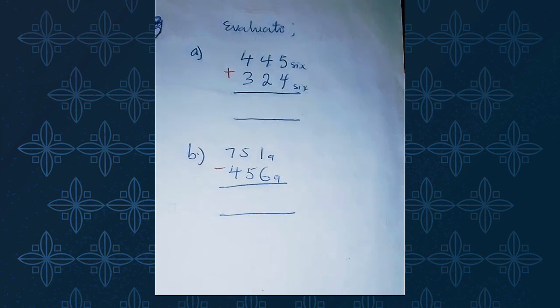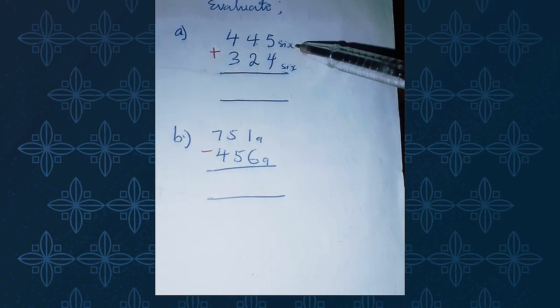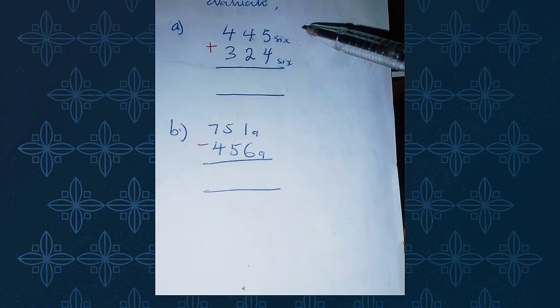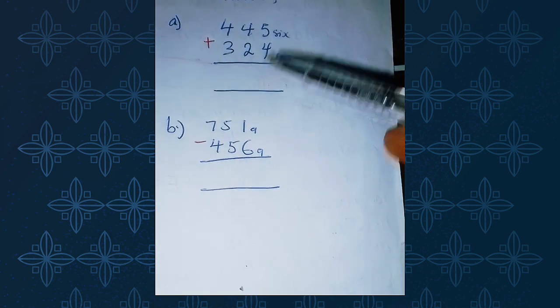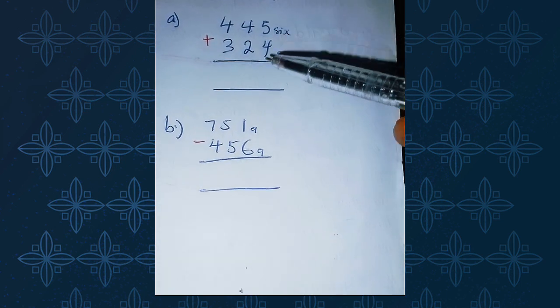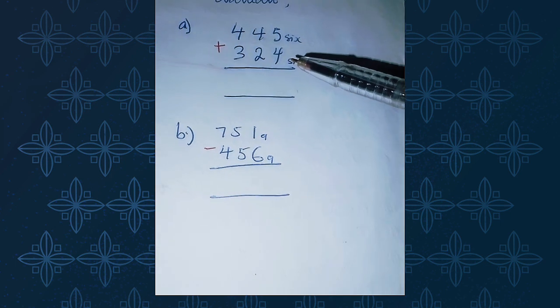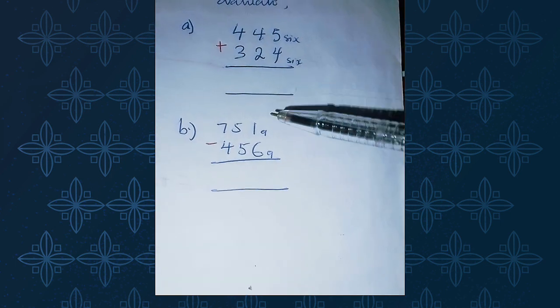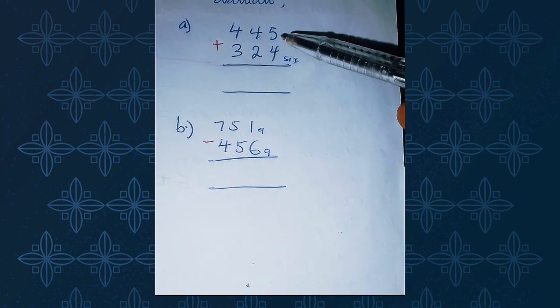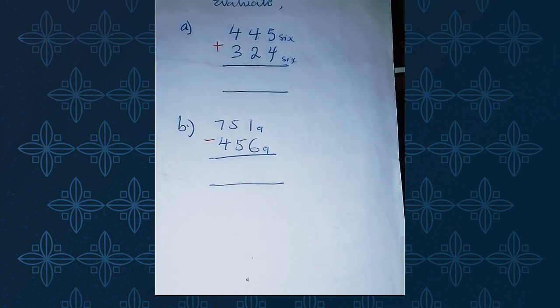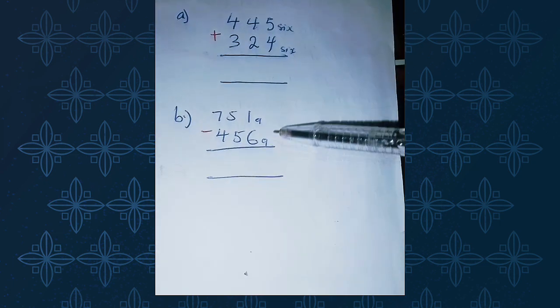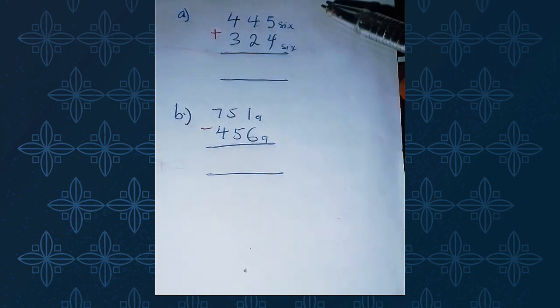So remember, when you are adding or subtracting numbers in different bases other than 10, you are not going to add them just like you add other numbers. All the numbers we use every day are in base 10. That is why we add it like this. If you write 5 plus 4, you have 9. That is in base 10. But in base 6, you don't write 9.